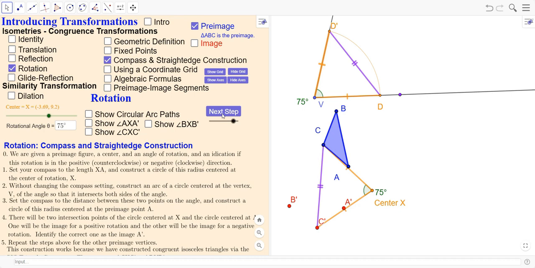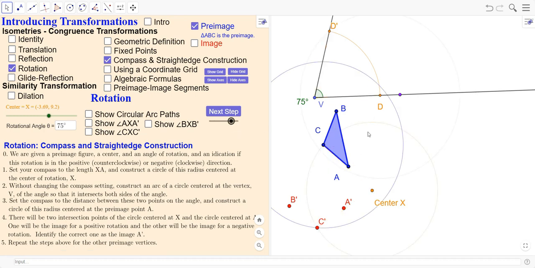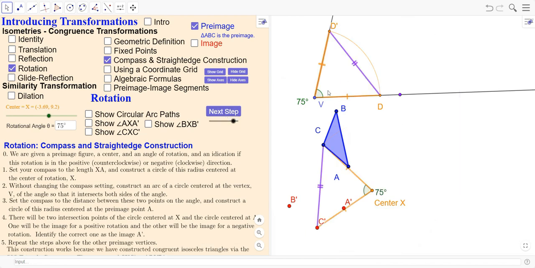Now, why does this thing work? Well, it works because of the side-side-side triangle congruence theorem. Notice that when we made these two original circles, the two orange circles here and here were the same radius. So that made sure that the distance from center X to C and X to C prime, and V to D and V to D prime, those were all four congruent to each other. So we got four congruent line segments there.